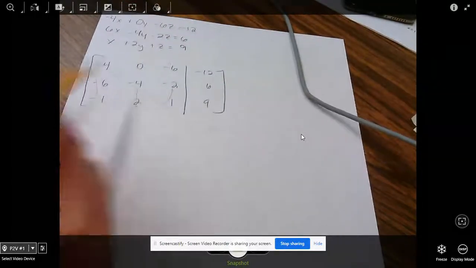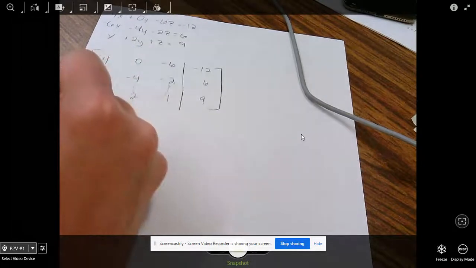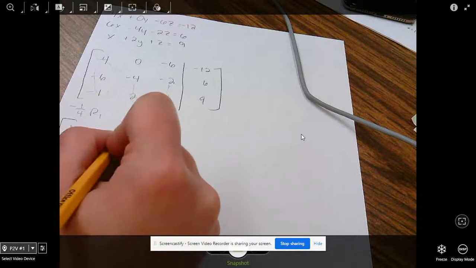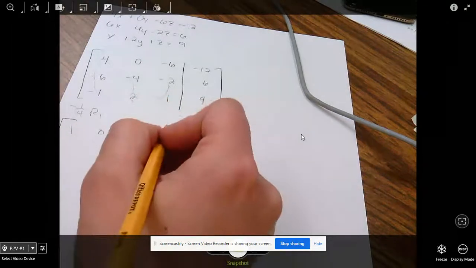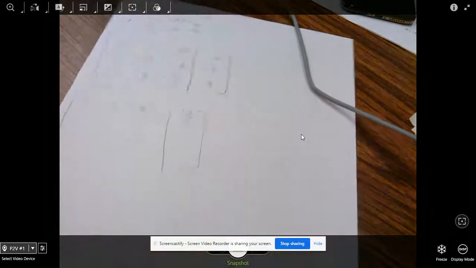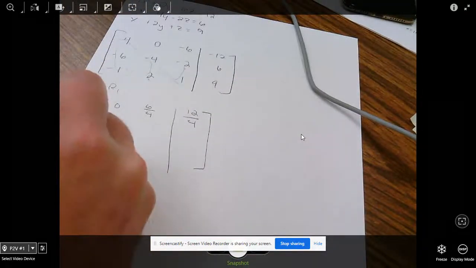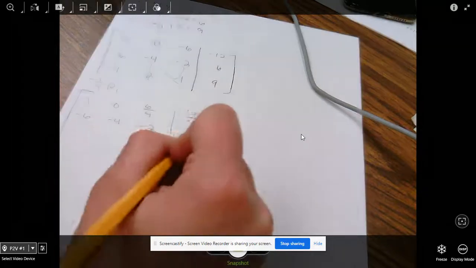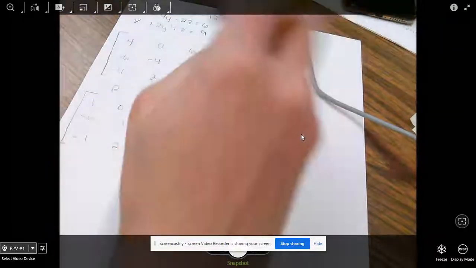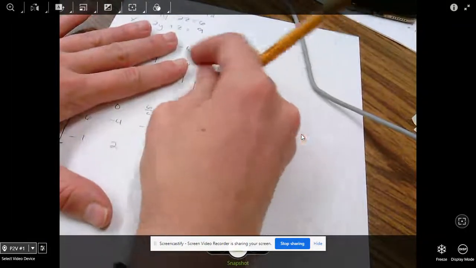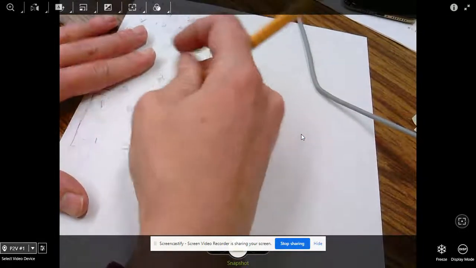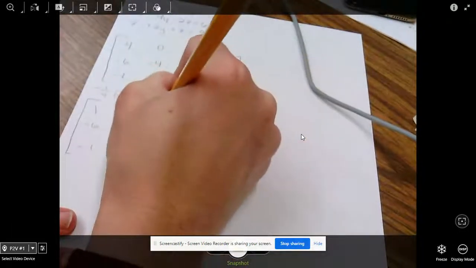So let's get started. We're going to multiply this by negative 1/4. We're going to get 1, 0, 6/4, that's fine, and 12/4. Okay. Then this is going to become negative 6, negative 4, negative 2, 6. It didn't change, and neither did the last row. I'm going to reduce. I'll make this a 3. So I'll be writing in pencil. And this is going to be 3/2. Take your time with it.